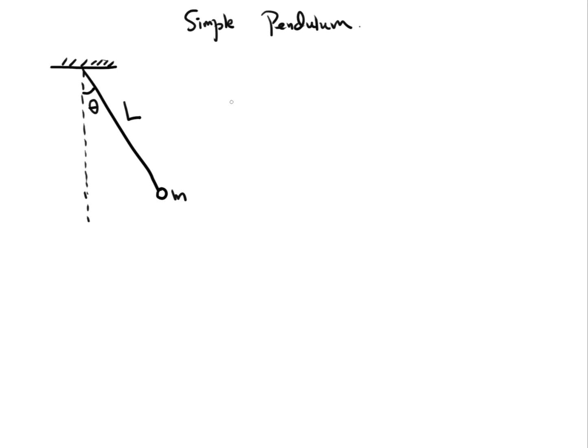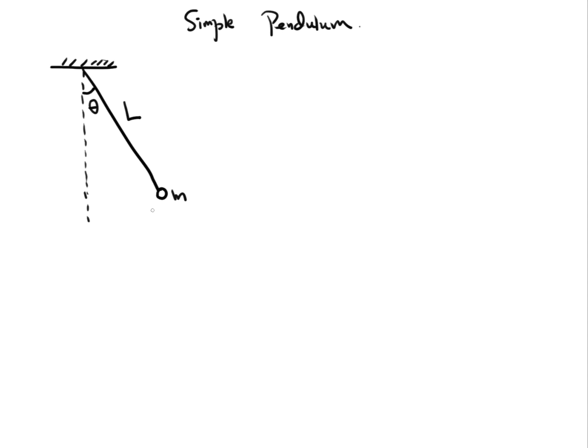In this video, I will talk about the mathematical description of simple pendulum motion, and the setup is the following. So that's a string with length L, and a mass m is attached to the string. The string is then pulled to an angle theta, and then let go.